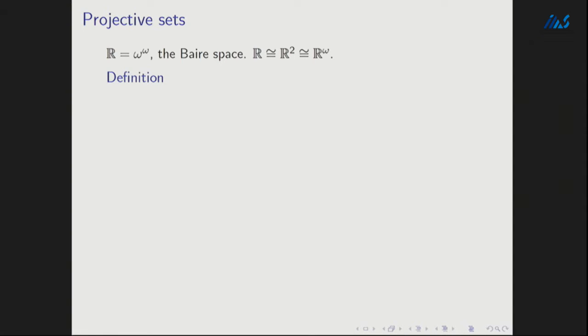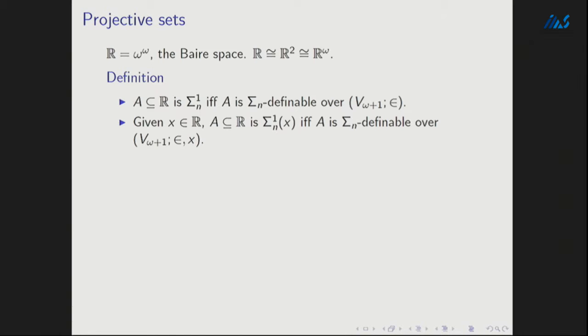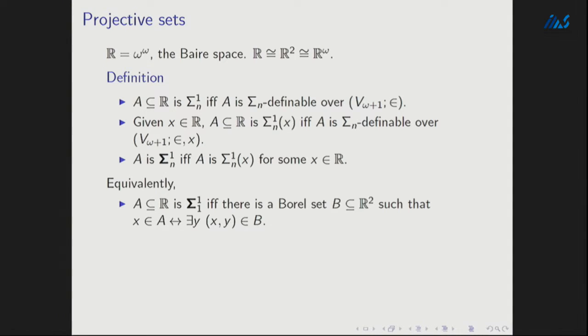the reals, the irrationals, are homeomorphic to omega to the omega, and a set of reals is Σ¹ₙ if it's Σₙ definable over the set theoretic structure H(ω₁). So this is lightface Σ¹ₙ, and this is Σ¹ₙ relative to a parameter. And it's boldface Σ¹ₙ if and only if it's Σ¹ₙ from a real parameter. So there is an equivalent definition without the set theory.